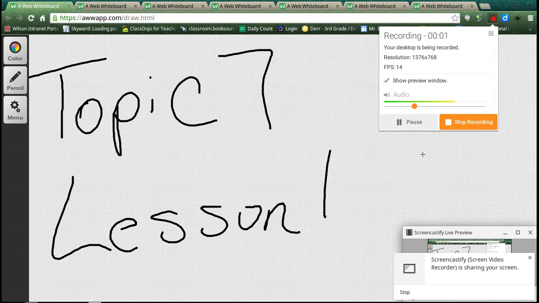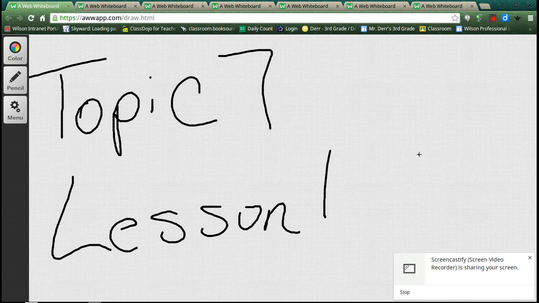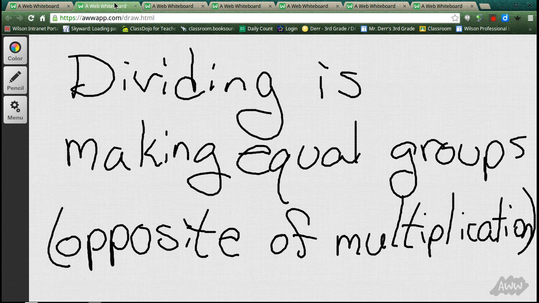Okay, here we go with lesson 7, or topic 7, lesson 1. And we are talking about division. And since this is new, I wanted to go over what it was for everybody. When you're talking about division, we're talking about dividing something. Dividing is making equal groups.